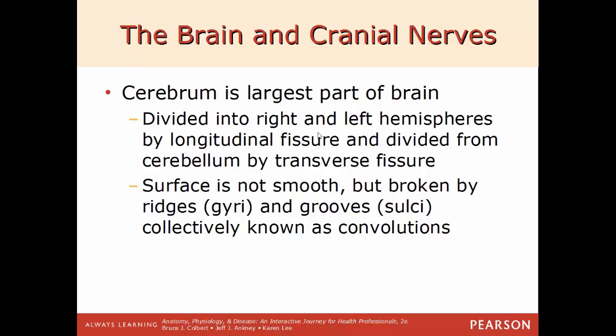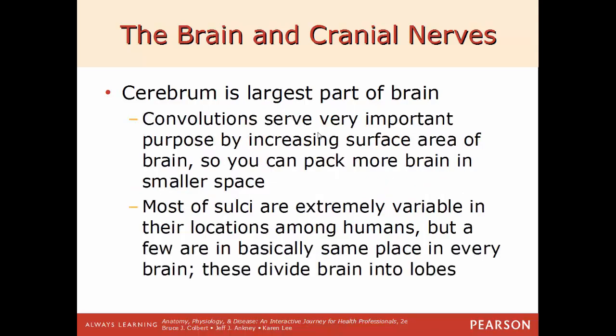The ridges are called gyri for plural. Gyrus is singular, but gyri is plural. And you have a series of grooves called sulci, and collectively these are known as convolutions. Now, these convolutions serve a very important purpose because they increase the surface area in the brain, so you can pack more brain into a smaller space.